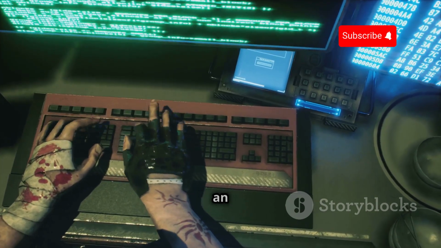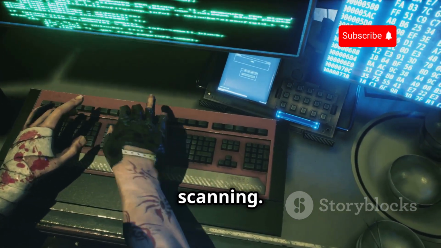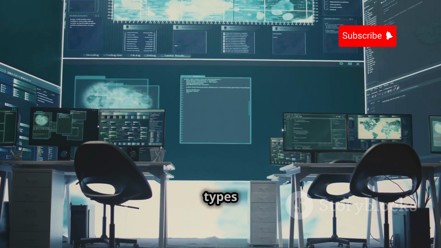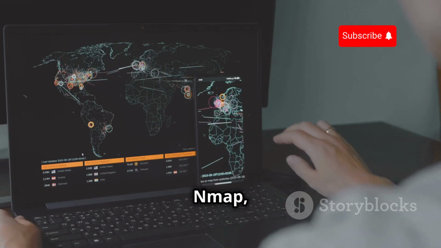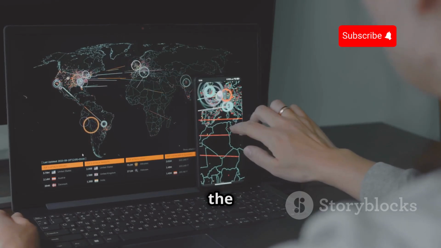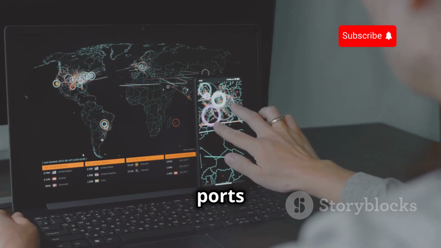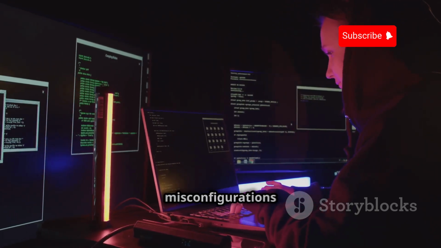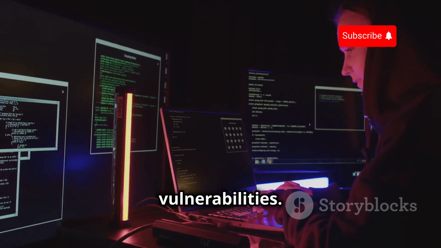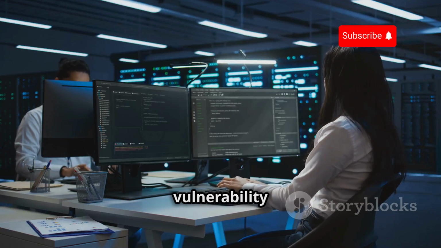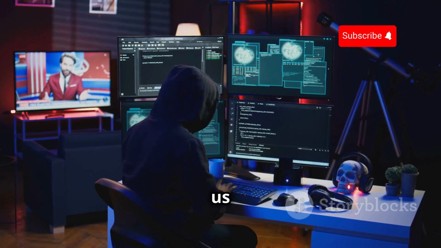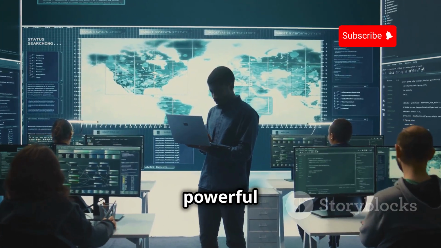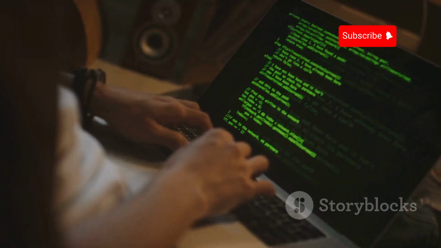Kali Linux is equipped with an impressive array of tools for vulnerability scanning. Each tool has its unique strengths and specializes in uncovering specific types of vulnerabilities. Nmap, the network mapper, helps us understand the layout of a network and identify open ports and services. Nikto is a web server specialist, meticulously scanning for misconfigurations and known vulnerabilities. OpenVAS provides a comprehensive vulnerability assessment, while Metasploit allows us to simulate real-world attacks to test our defenses. Together, these tools form a powerful arsenal for ethical hackers.